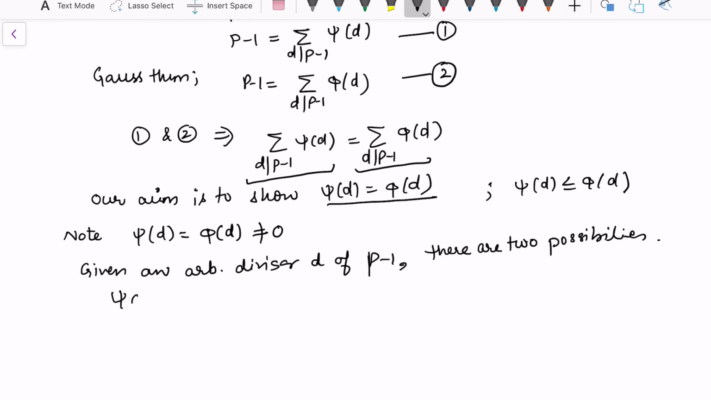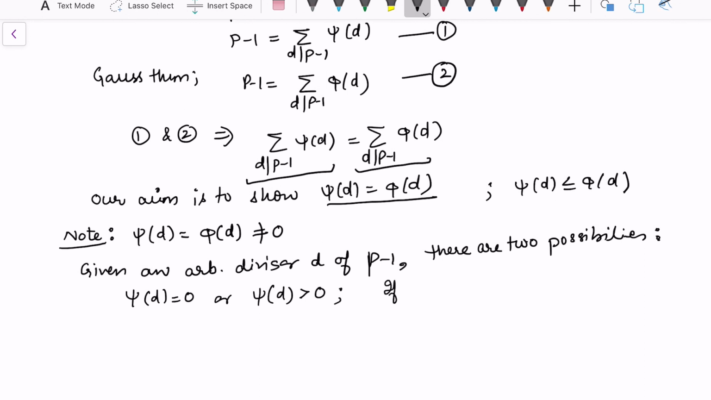Either xi d is equal to 0, which means there are no integers with order d, or xi d is strictly greater than 0.